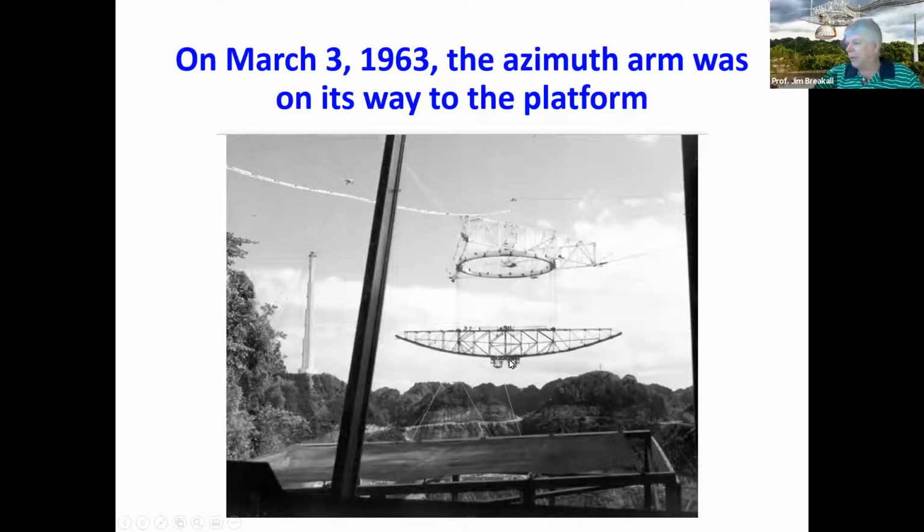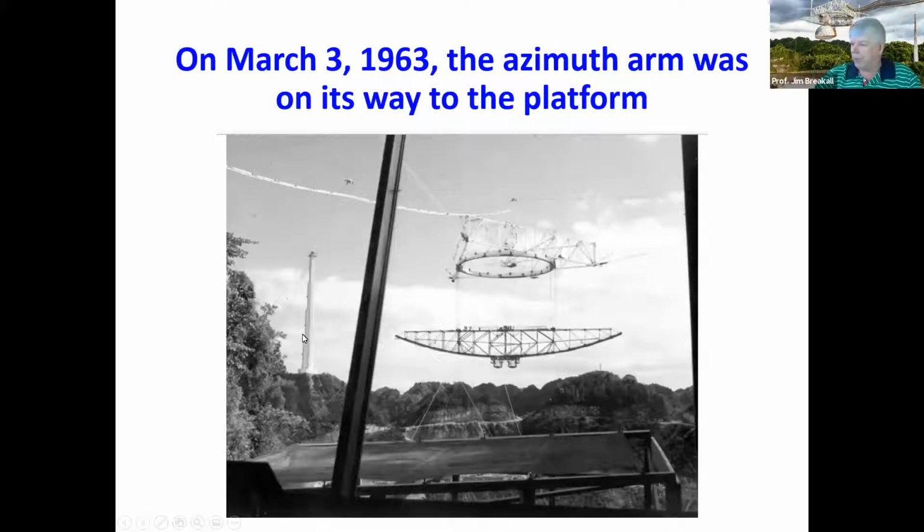And then you'll see little buildings here where the receivers and other things are located for the radio astronomy and the radar. And then these buildings can move up and down this arm. And so you can see when the building is right here, the beam goes straight up. When the building is out here, the beam goes up at an angle, and it's at a 20 degree angle.